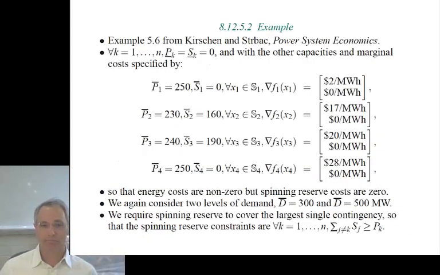Let's see an example. It's the same example as before, but in this case we're going to change the spinning reserve constraint so that the spinning reserve has to be large enough to cover the largest single contingency. So the spinning reserve constraints are as we have discussed previously, most recently.